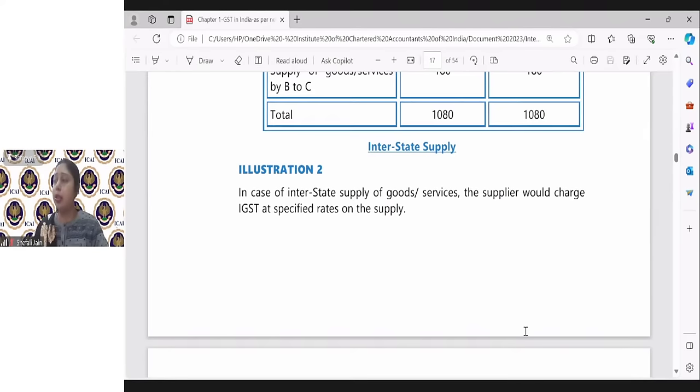You will not be asked specific articles to write in the exam. You just have to know the provisions.